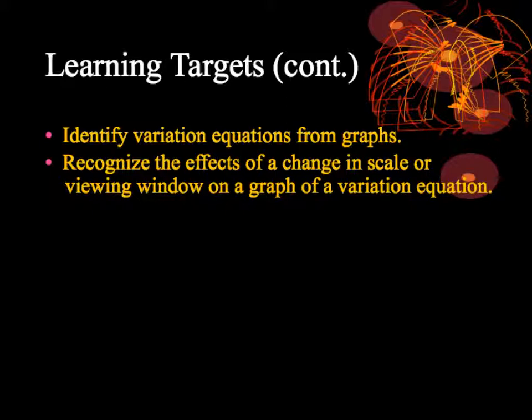We also want to be able to identify, when looking at a graph, which of our equations it matches. Is it y equals kx, or is it rather y equals kx squared? And then recognize the effects of a change in the scale or the viewing window on a graph of a variation equation. So we're going to be doing some things on our graphing calculators today.